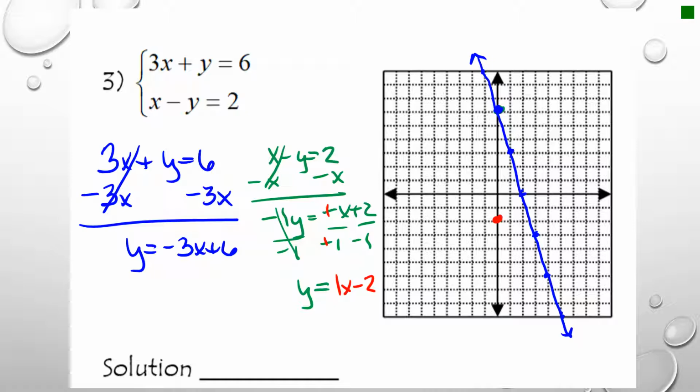So I start at 0, negative 2. Remember that first point is always on the y-axis. You go up or down, and then my slope is up 1, right 1, up. Bingo, zingo. There it is.